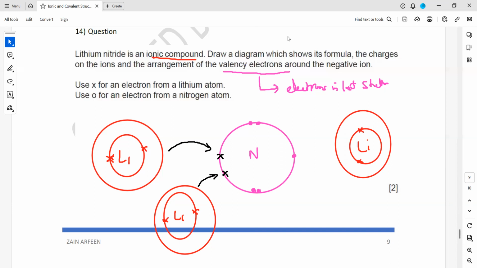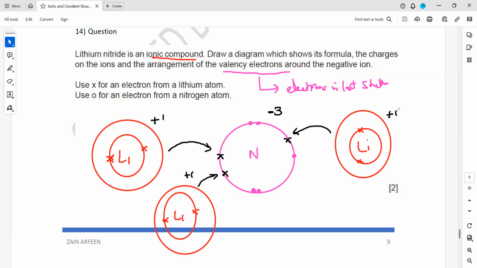So nitrogen again gains one, and the lithium loses one. Lithium will lose an electron, nitrogen will gain. So nitrogen gained 3 electrons. If nitrogen gained 3 electrons, what should be the charge on the nitrogen? It should be 3-. So nitrogen is a negative ion. And because lithium is losing electrons, it should be a positive ion. A negative ion is an ion which gains electrons, so it has extra electrons compared to protons. A positive ion has more protons than electrons. So if an atom loses electrons, it turns into a positive ion; if an atom gains electrons, it turns into a negative ion.